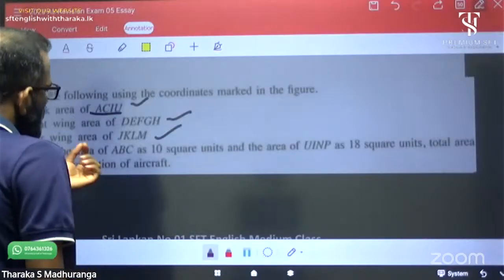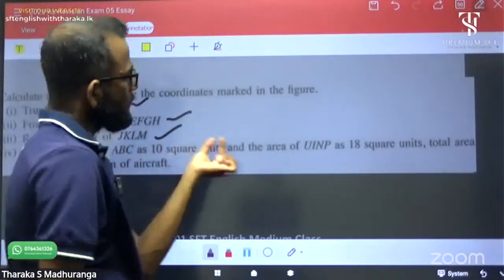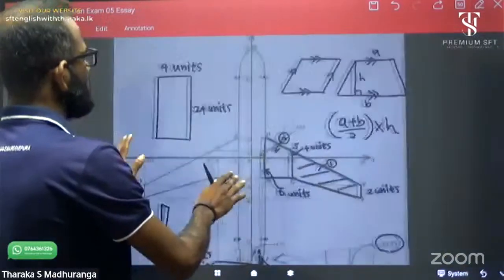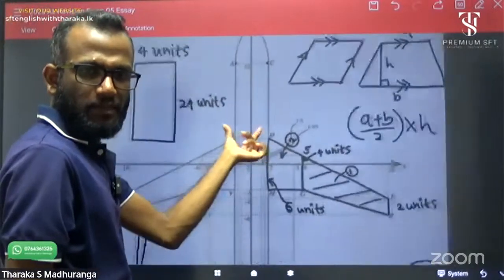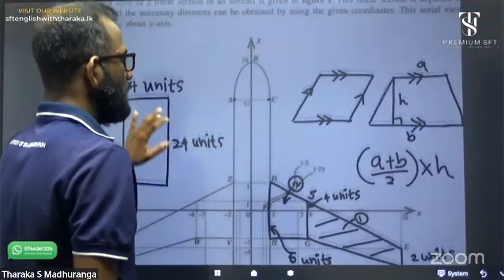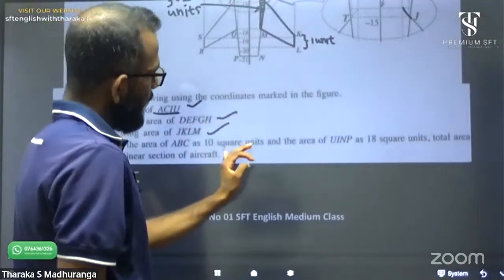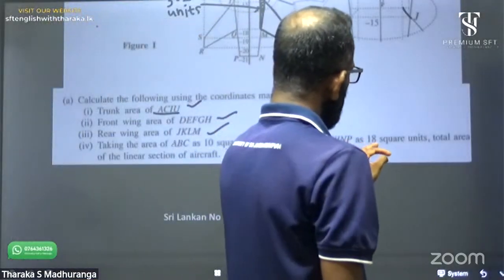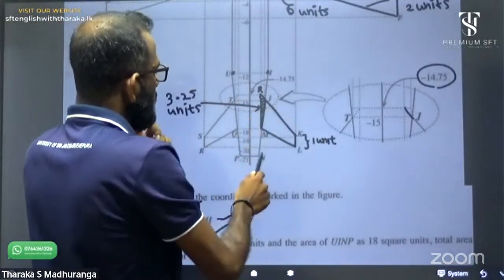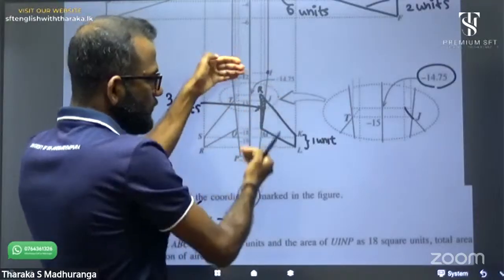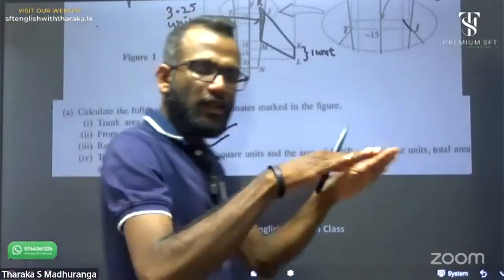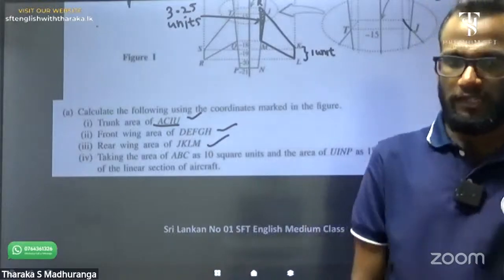Taking the area of ABC as 10 square units. ABC means this curve section, this curve part is ABC, right? ABC is 10 square units. And the area of UINP is 18 square units. UINP 18 means this base part, the final part, 18 square units. And the question asks for the total area of the complete section.